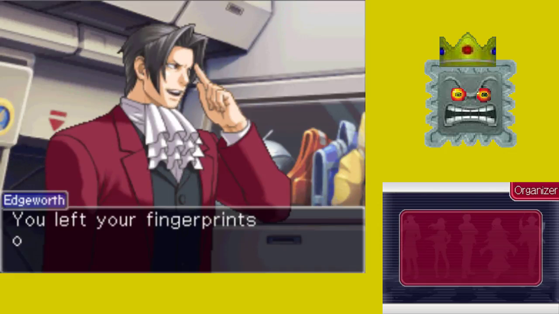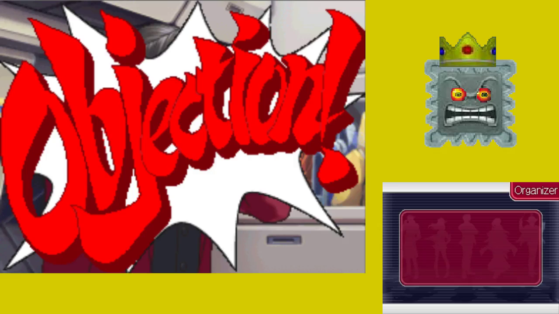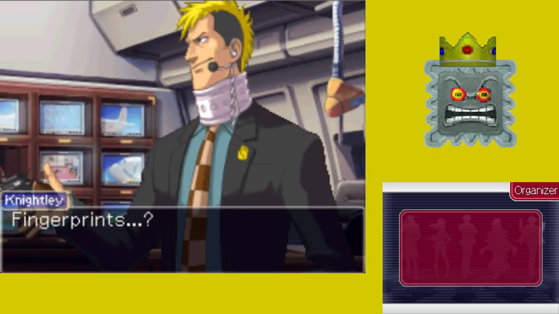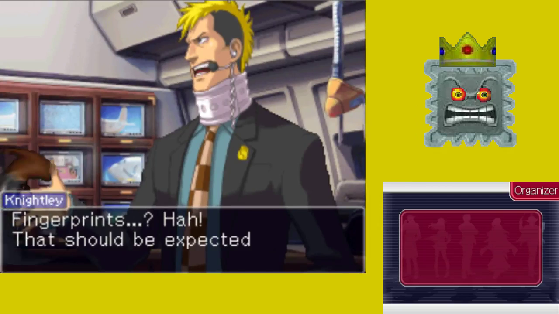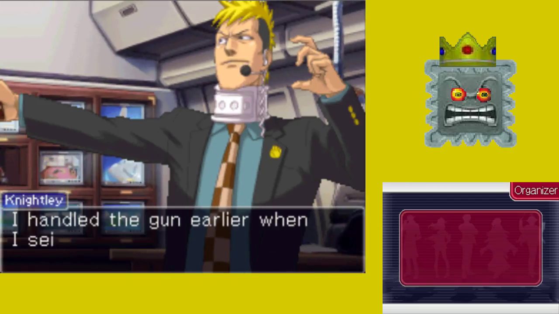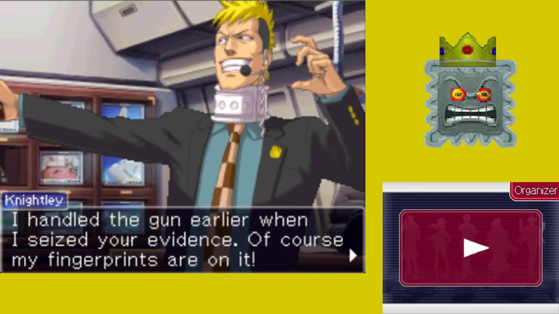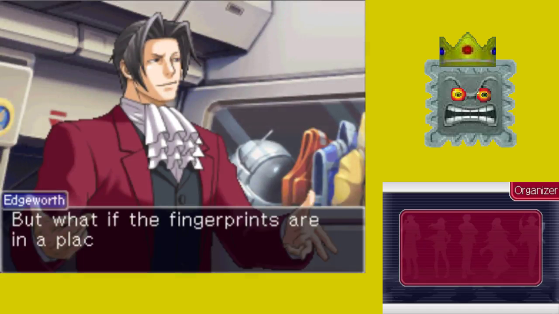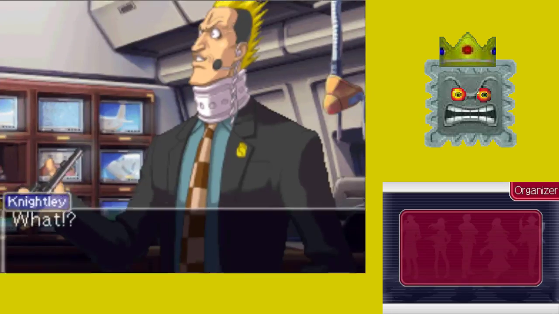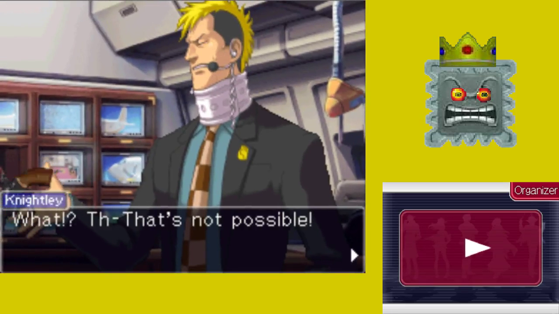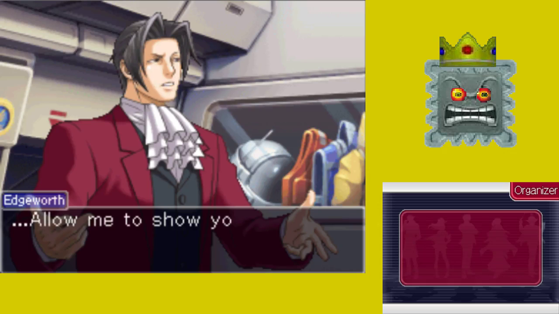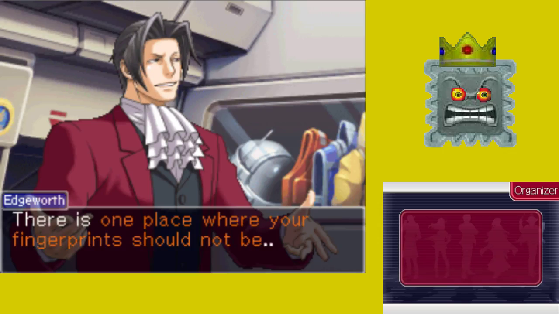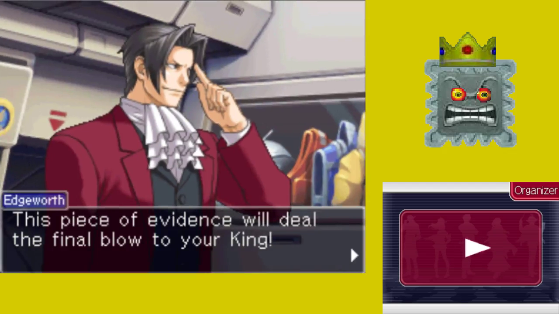You left your fingerprints on this gun. Fingerprints? Ha! That should be expected. I handled the gun earlier when I seized your evidence. Of course my fingerprints are on it. But what if the fingerprints are on a place they shouldn't be? What? That's not possible. Allow me to show you. There is one place where your fingerprints should not be. This piece of evidence will deal the final blow to your king.